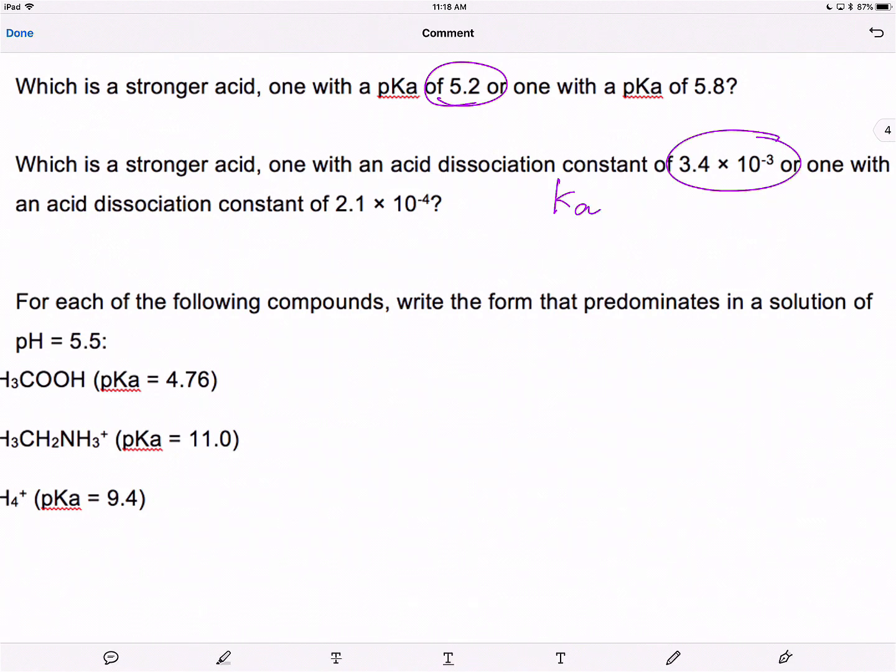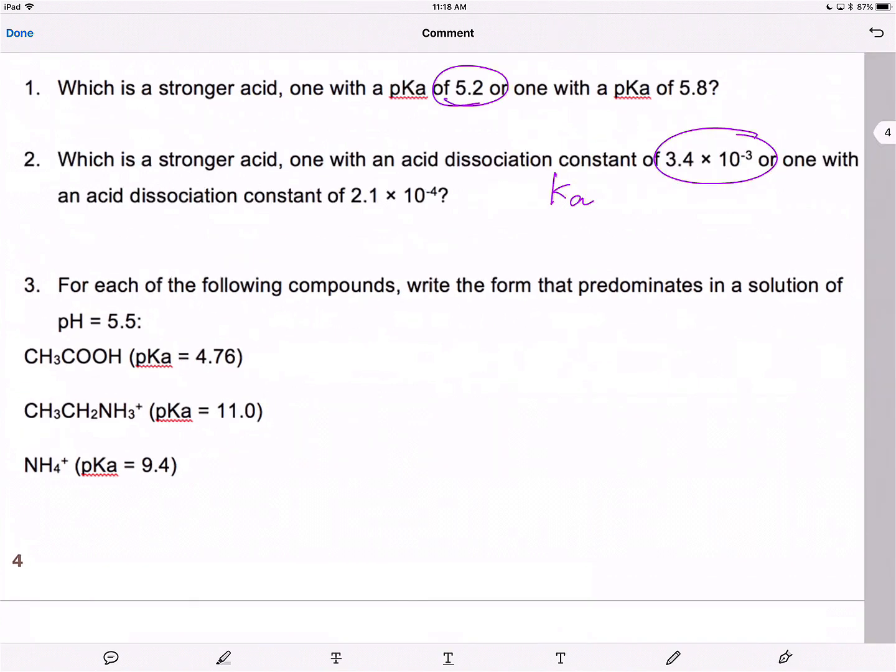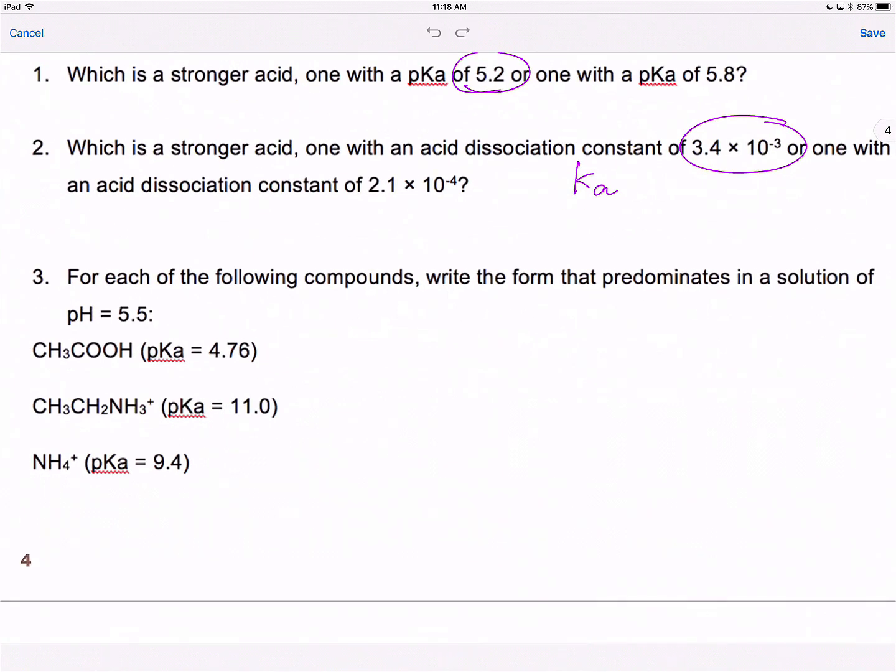Okay, so on the next one, for each of the compounds, you're going to write the form that predominates in a solution, which means I'm going to take a beaker, I'm going to fill it with the solution, and the pH for that solution is 5.5. So I'm going to throw each of these compounds, not all 3 into the same beaker, okay? One after the other in 3 different beakers.